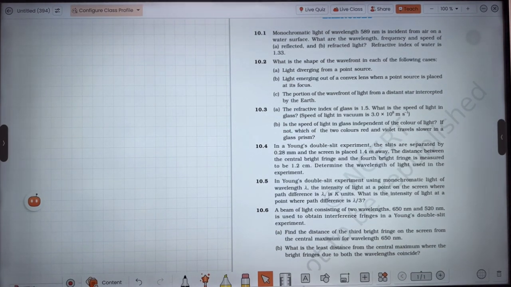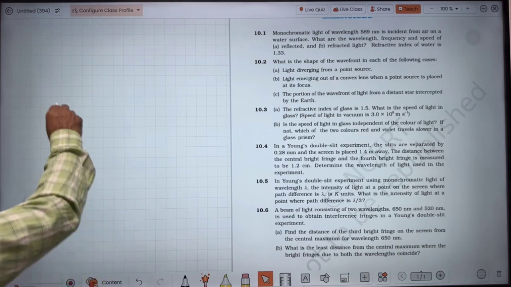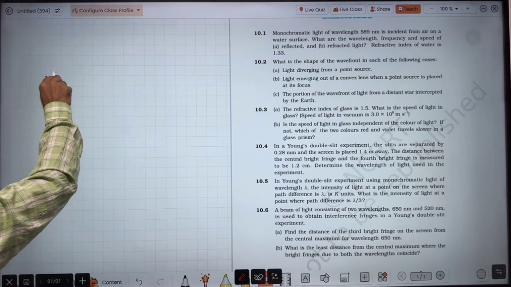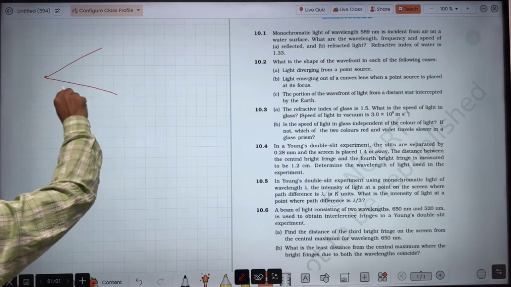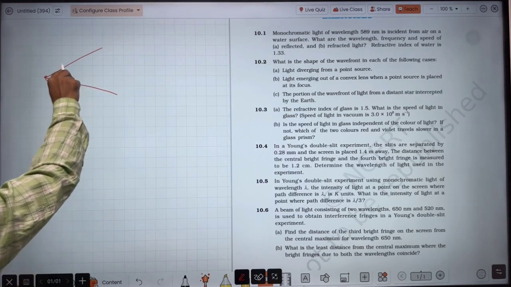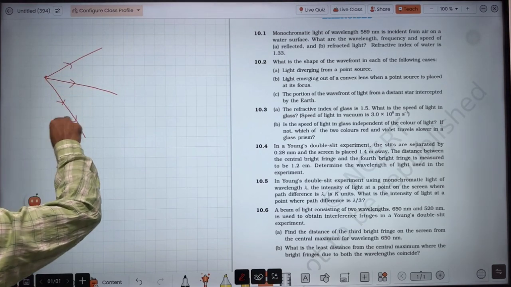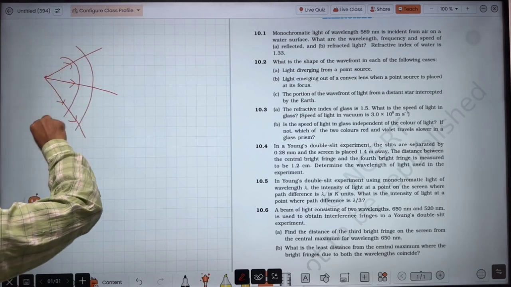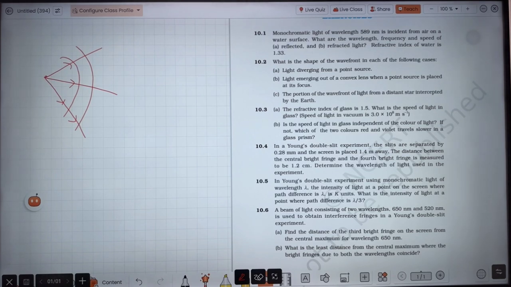Now, we are going to see the second question. Second question says, what is the shape of the wavefront in each of the following cases? Light diverging from a point source. So suppose this is the point source here. Suppose light rays are going like this, in the R direction. So here this type of wavefronts will be obtained. These are called spherical wavefronts. So in the first case, if light is diverging, in that case spherical wavefront will be obtained.